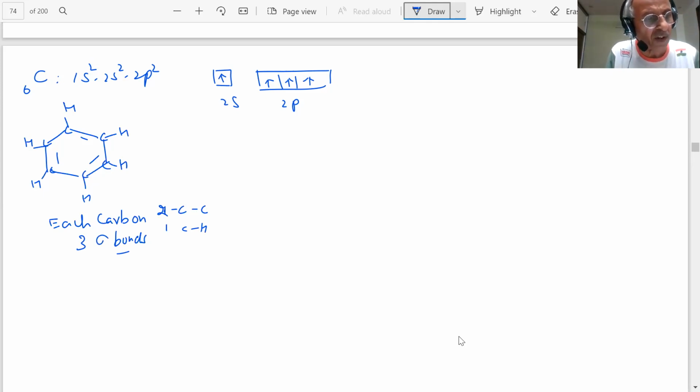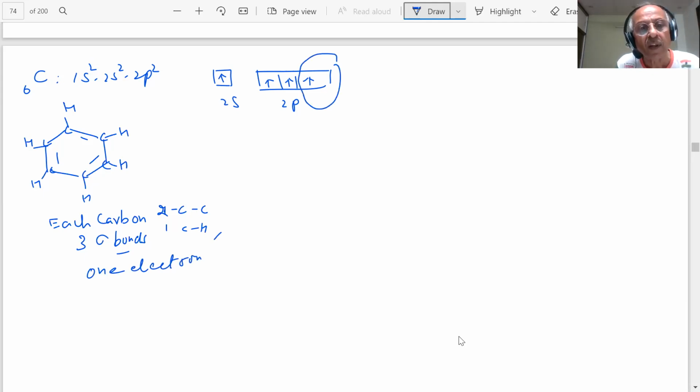Then what is the result of this, students? What is the result of this? On each carbon, what will happen? After each carbon forms three sigma bonds, what is the result? Then one electron, this one electron is left unused on each carbon.